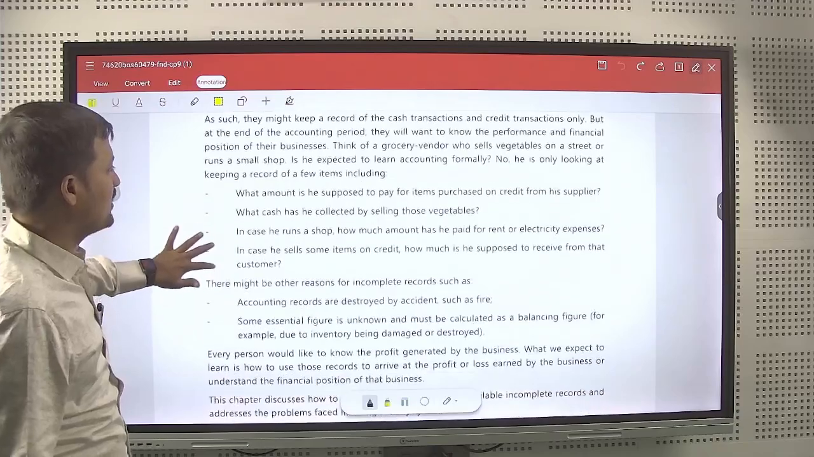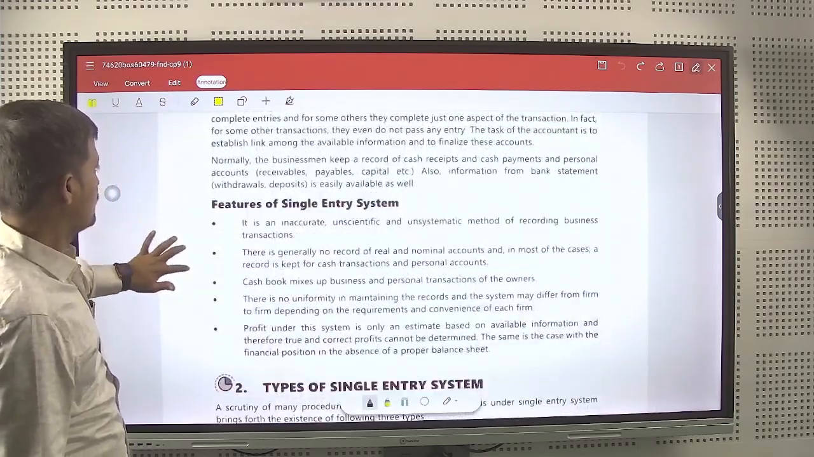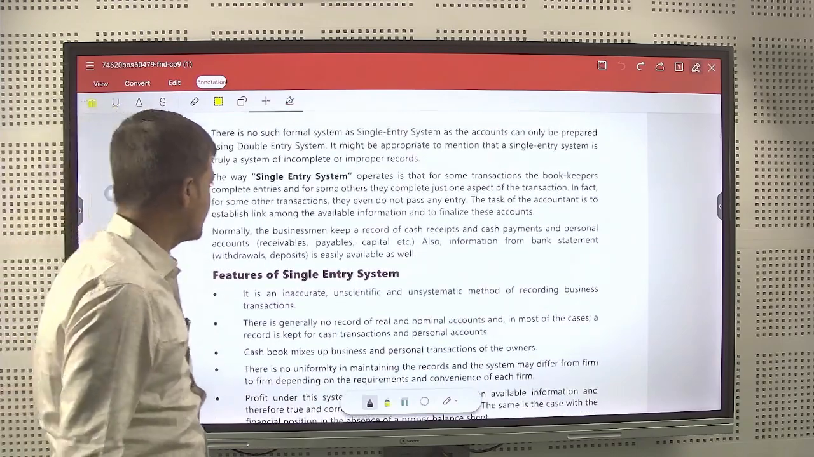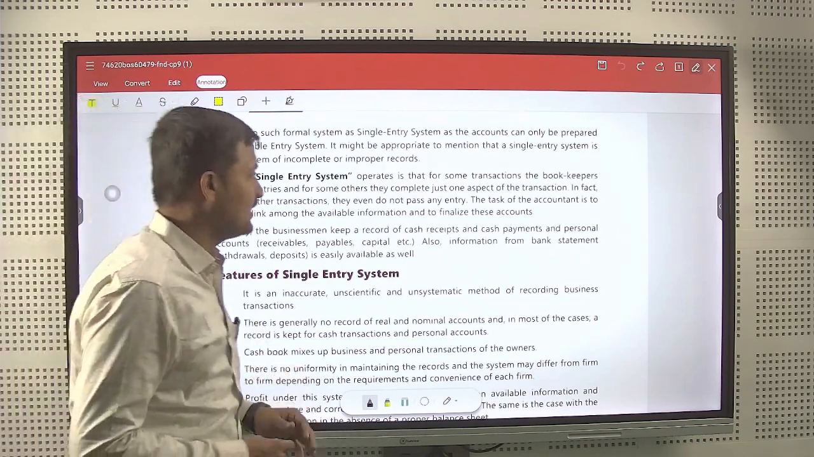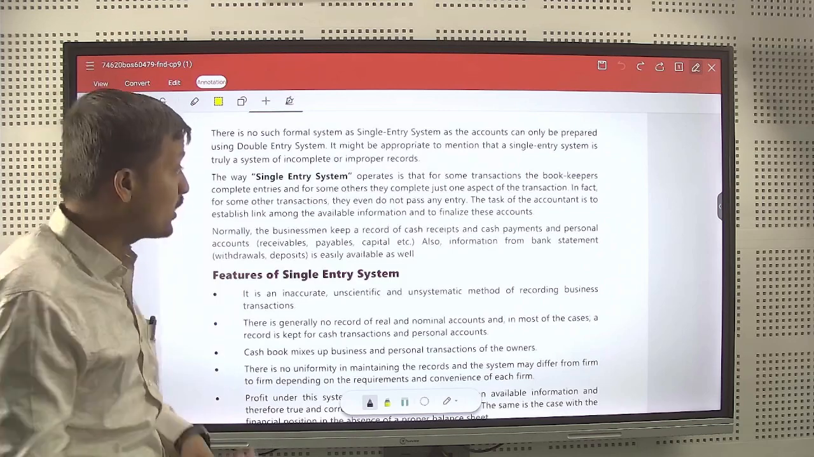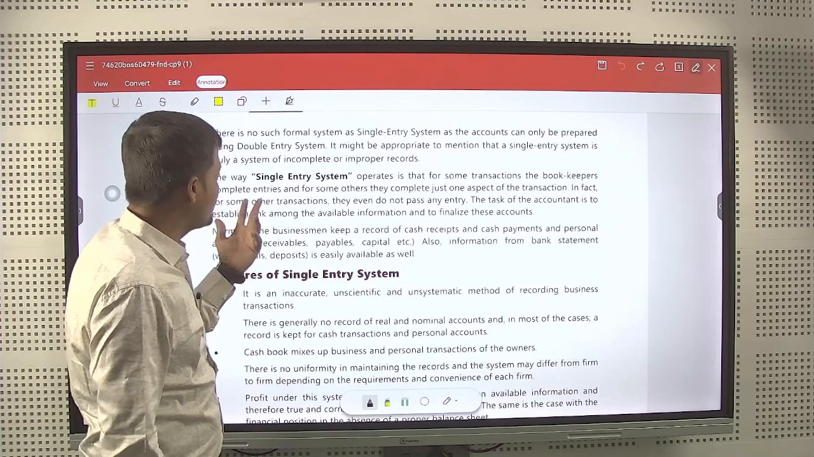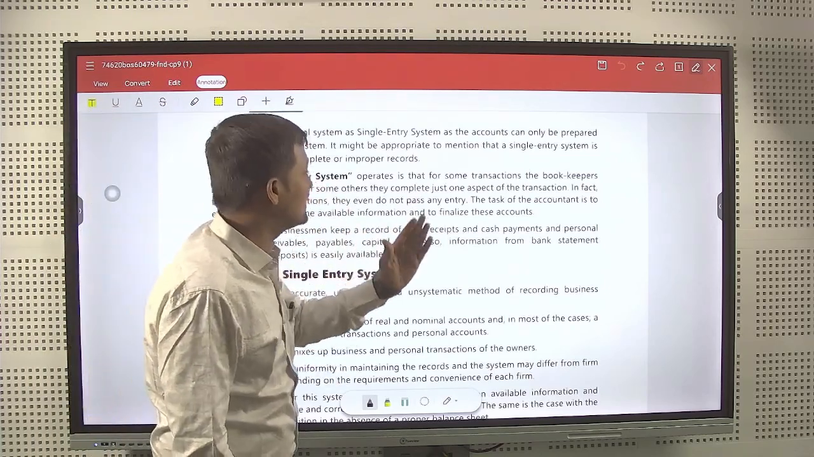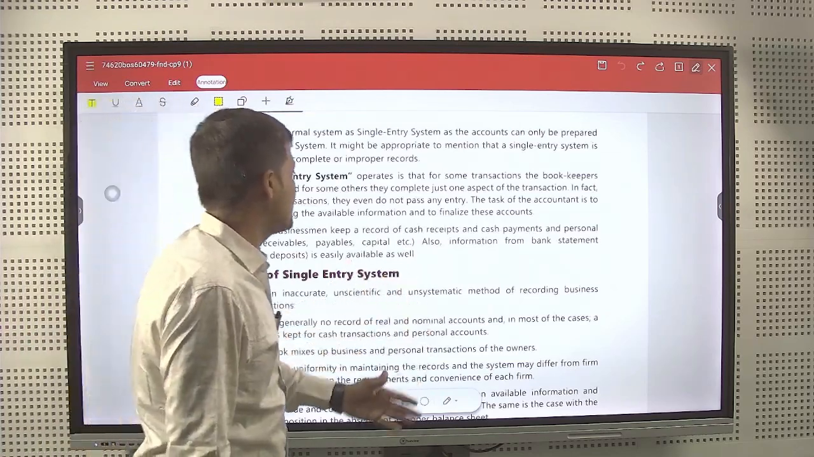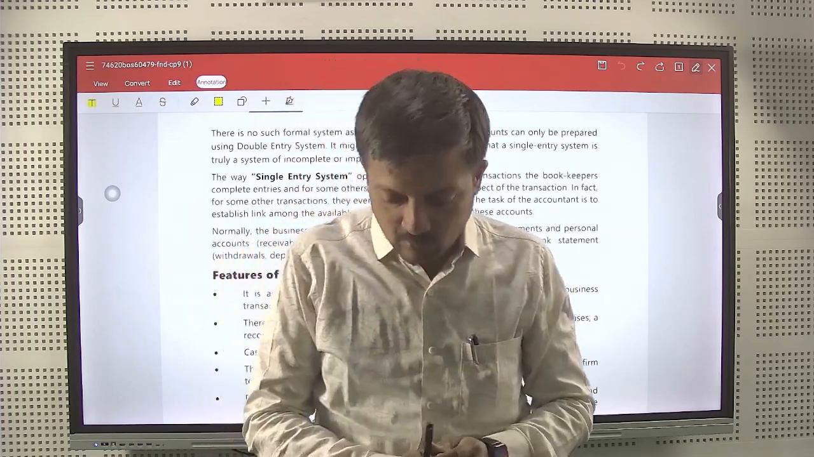So we have covered this already. Okay, now this paragraph is a little important. The way the single entry system operates is that for some transactions, that's what I was telling you, why we call it incomplete records. We need to understand that, okay? So the way the single entry system operates is that for some transactions, the bookkeepers complete the entries, and for some others, they complete just one aspect of the transaction. In fact, for some other transactions, they do not pass any entry at all. Try to understand what they are saying.